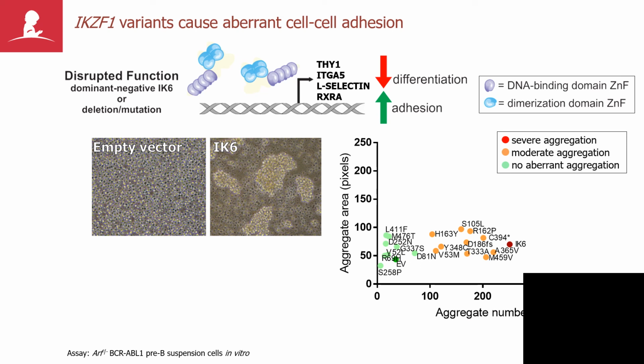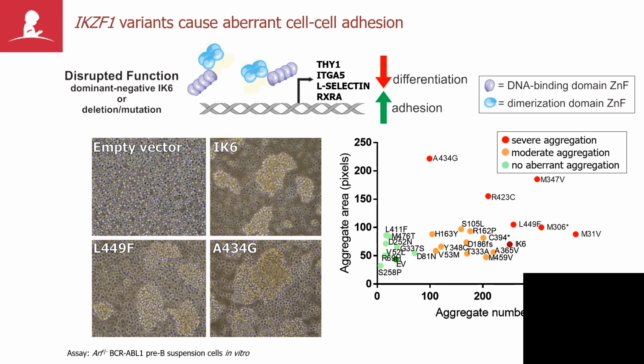And indeed, if we do this systematically and look at every variant and then count the number of aggregates as well as score the size of the aggregates in vitro, these are empty vector control cells as shown here, but we see the vast majority of variants increase the number of aggregates or the size of aggregates or both. And indeed, these variants here that are the most deleterious on adhesion are in fact all germline variants. They are more deleterious than any of the somatic variants that we previously identified.